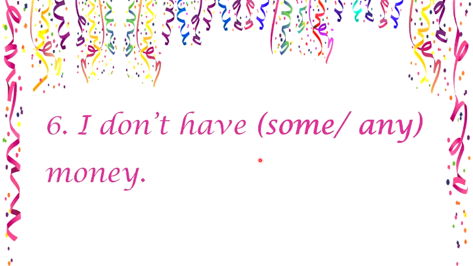Next we have: I don't have some money or I don't have any money. Yes, we should say money is an uncountable noun, so we have to pick up an adjective of quantity. They both are adjectives of quantity. And the answer is: I don't have any money.